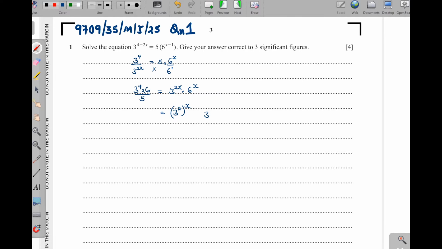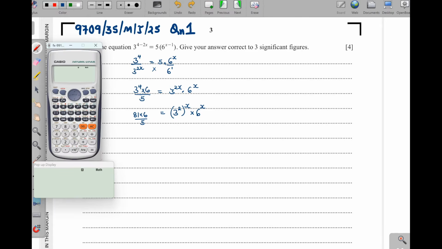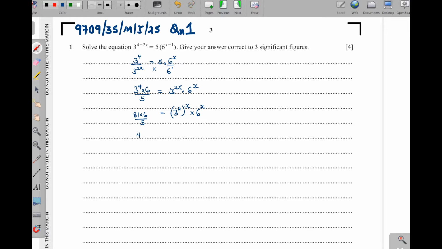Why are we saying it is the same as 3 power x, then power 2, or this one here? It's because you can multiply 2 by x, and also x by 2, you get the same thing. You get it? Then times 6 to the power of x, and then here we have 3 power 4 is 81, times 6, then out of 5. What is this one here? 81 times 6, we get 486.